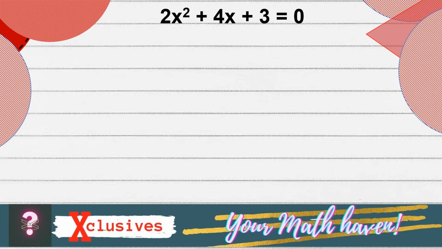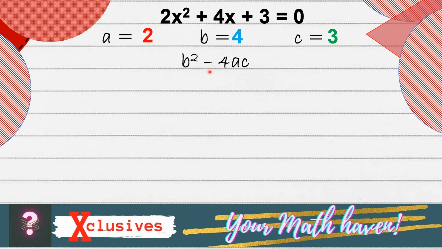So let us have our first example. We are given 2x squared plus 4x plus 3 is equal to 0. We are going to determine the discriminant and nature of roots. Before we use the formula for discriminant, let us first identify the values of a, b, and c. By checking, the value of a is 2, our b is 4, and our c is 3.